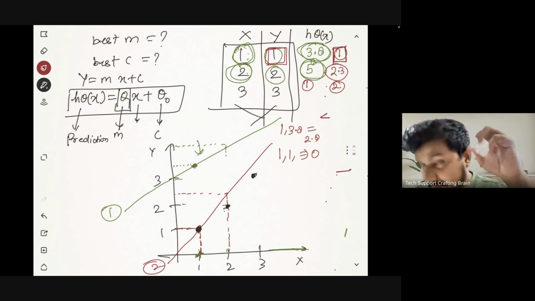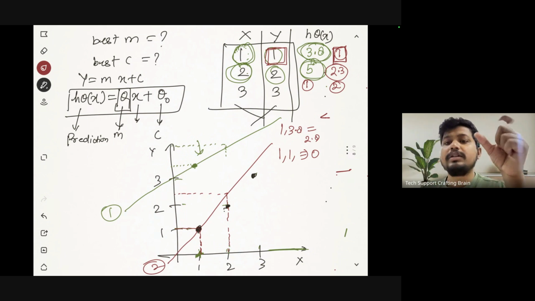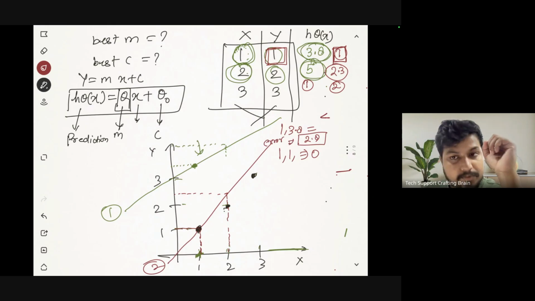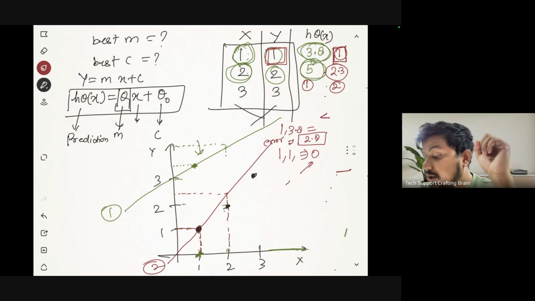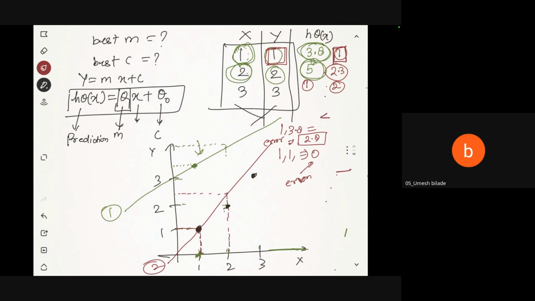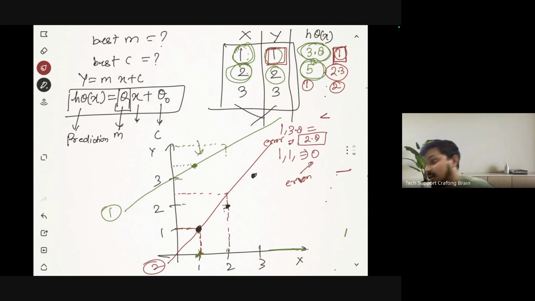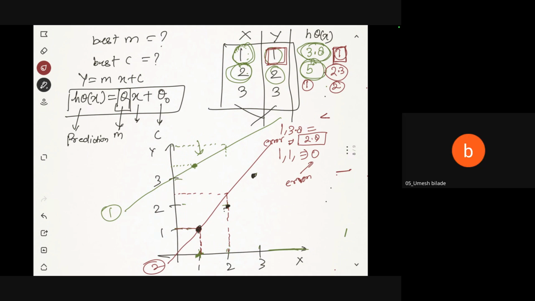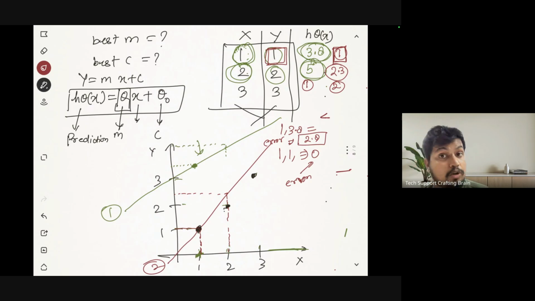So this difference, I'm giving a new terminology. We are going to call this difference the error. Error, very important. We will understand more, but this difference is nothing but the error. Now tell me, guys, for making a better prediction, should the error be high or low? Low. For making a better prediction, the error should be low.